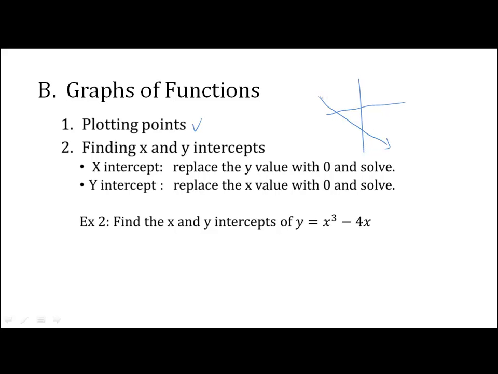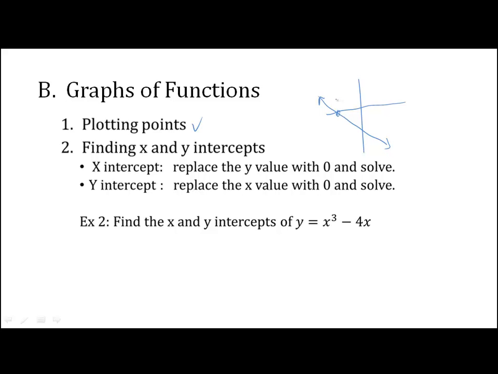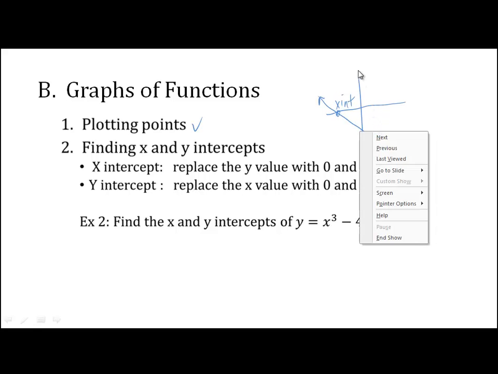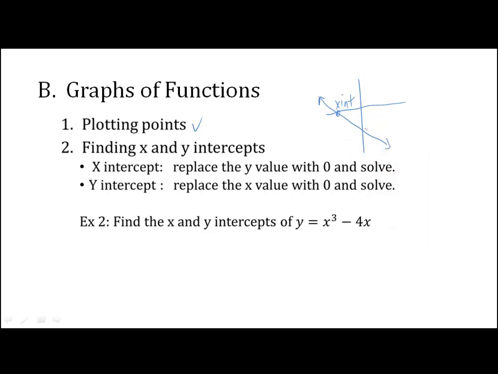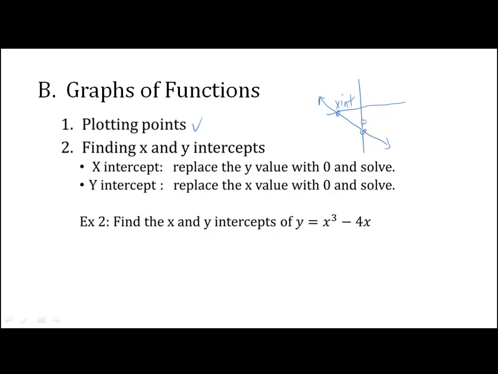Well, you should remember from algebra, where the line crosses the x-axis is the x-intercept. Where the line crosses the y-axis, this is what we call the y-intercept. The x-intercept ordered pair has an x value and a 0 for the y. The y-intercept ordered pair has a 0 for x and a y value for y. We'll figure out how to do that here.